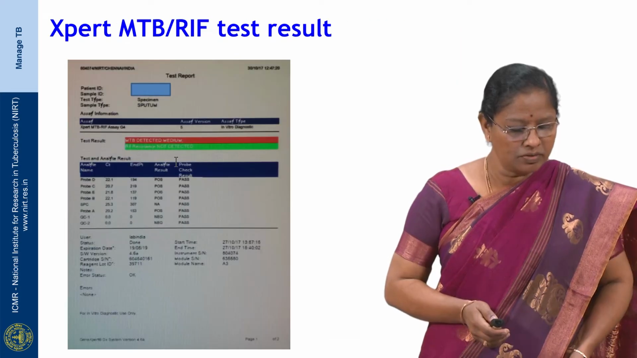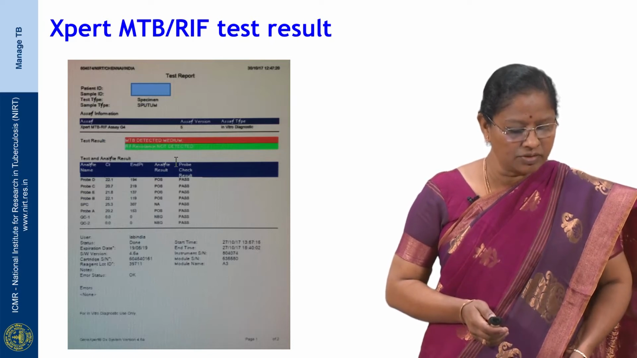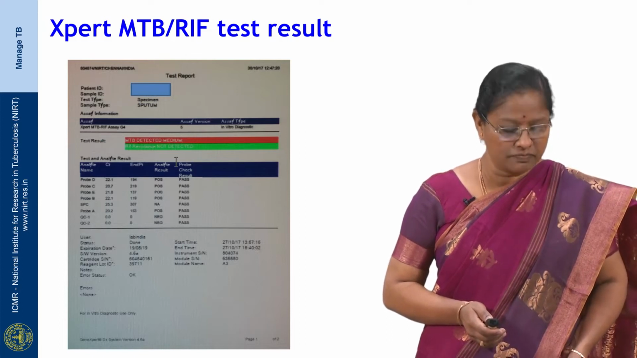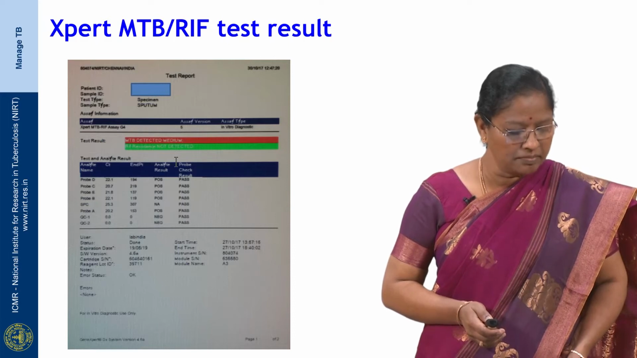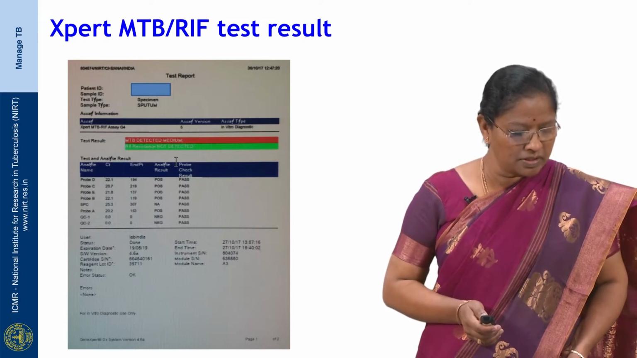This slide shows the patient ID and the sample number, and also gives the test results as to whether the biological sample is MTB detected or not detected, and also resistance detection for rifampicin or absence of resistance for rifampicin. At the bottom it also gives the results for each of the 5 probes that are used in this assay, and also it has a sputum processing control.